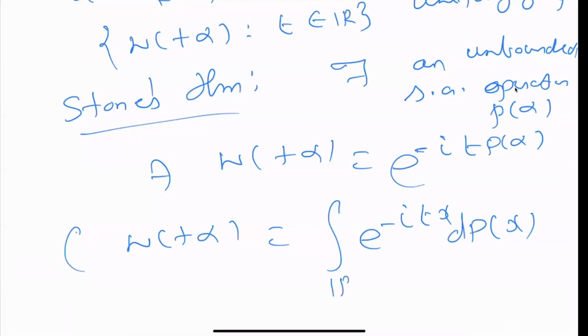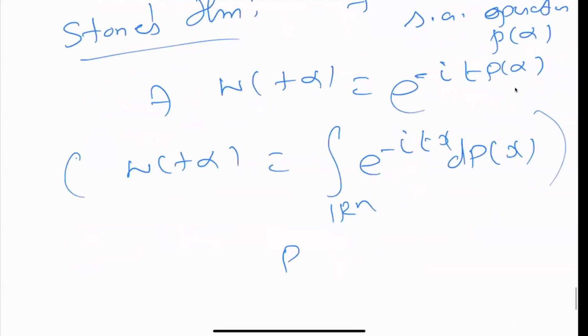This is what this is, where P is the spectral measure, P α, sorry, of X. There is an unbounded operator, so it has a spectral measure corresponding to that. And if you integrate e power minus itx with respect to the spectral measure, you get W of tα. That's what this is.